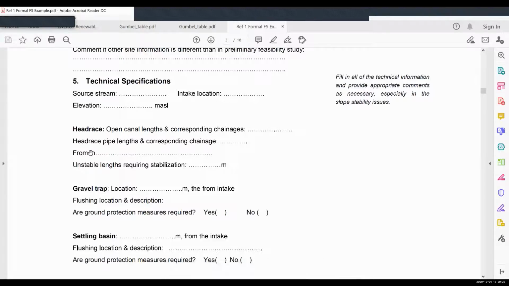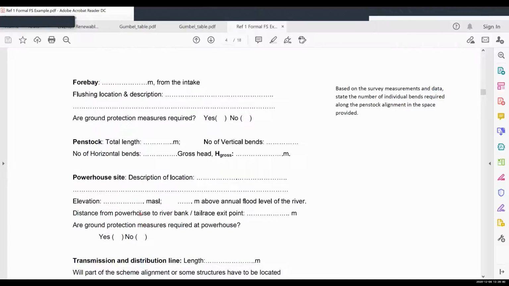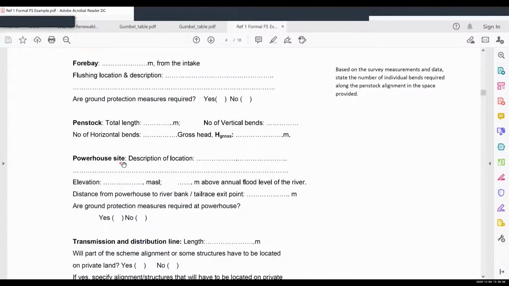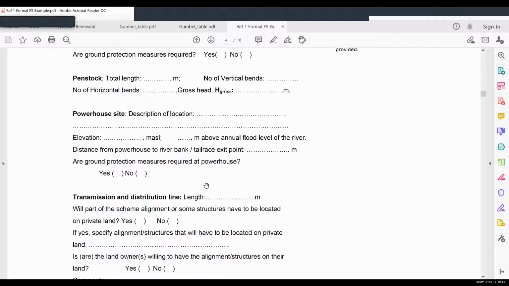So we want to know what the headrace open canal is. Because you are using these survey equipment, you have to locate the alignment of the headrace, the gravel trap, the settling basin, then the forebay, penstock, and the powerhouse, and get the information about the approximate length and other things based on the survey you do.